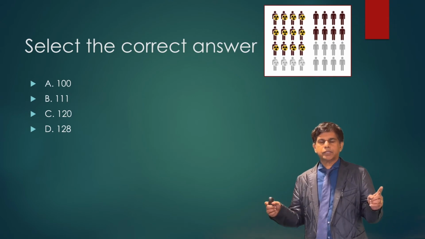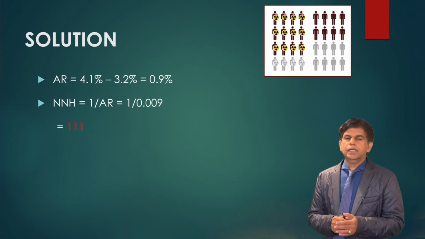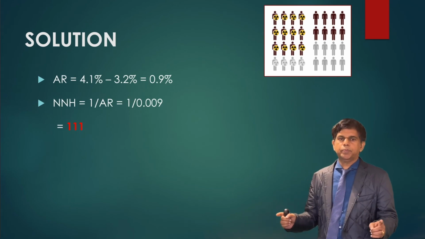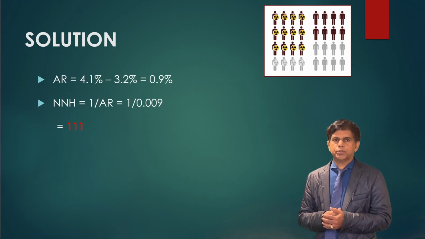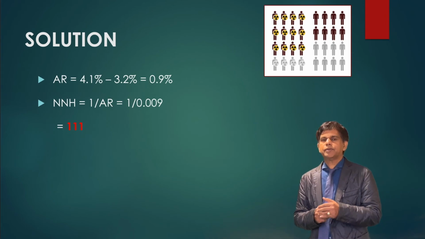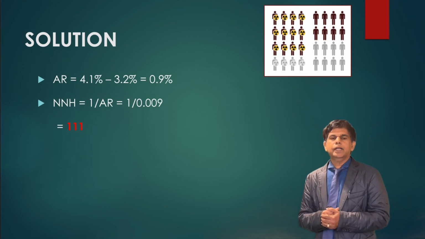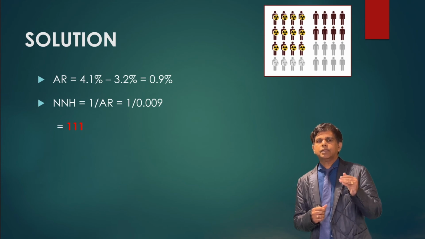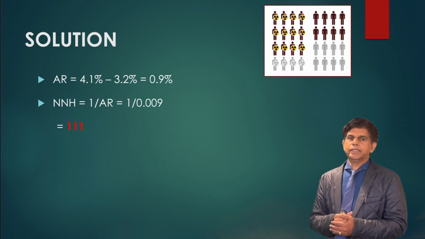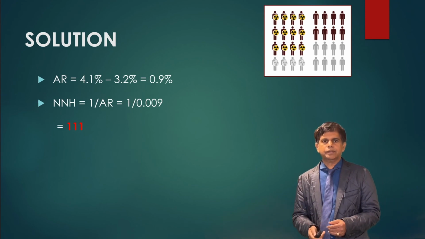Okay, now let's look at the solution. What's the first thing we have to do? We have to look at the attributable risk. So how do we do that? We take the 4.1% minus 3.2%, we got 0.9%. So once we have the 0.9%, we have to convert that into decimal, which is equal to 0.009. So number needed to harm equals 1 divided by attributable risk, which is 1 divided by 0.009. We got 111, okay?